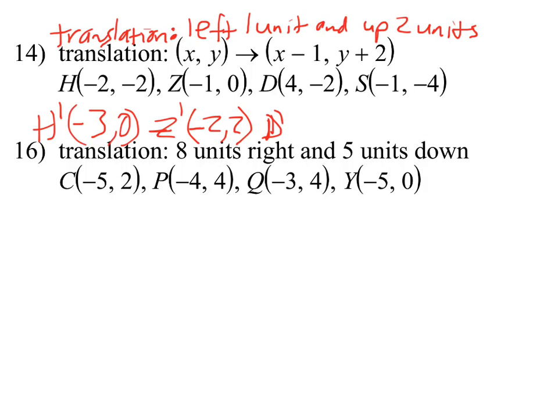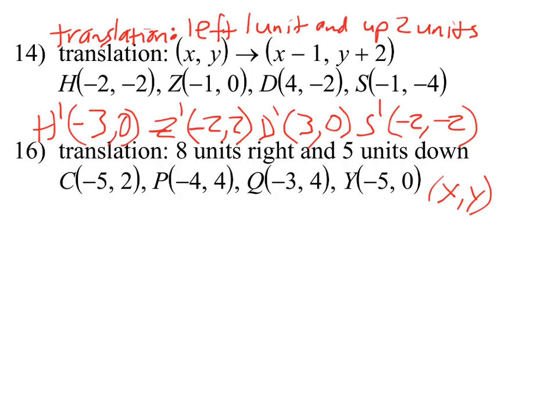D prime here, I wish my handwriting wasn't horrible. D prime, you're going to subtract 1 from your x, gives you 3, add 2 to your y, it's going to give you 0. And then finally S prime, subtract 1 from your x, it's going to give you -2, add 2 to your y, also going to be -2, and it gives you that. And moves on to the last one, 16 here.